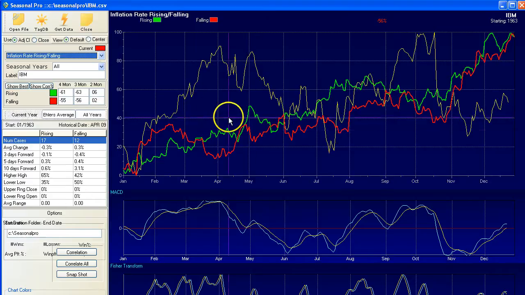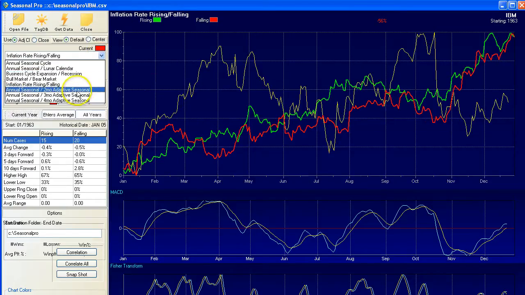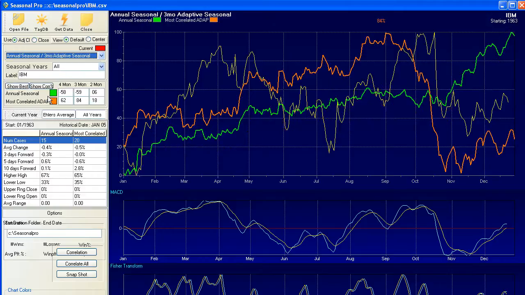Now, there are many ways to use this. Like I said, what I usually do is I use what are called the adaptive seasonals. There's a 2-month, a 3-month, and a 4-month adaptive seasonal. I usually, for steady state, use the 3-month adaptive seasonal. Most all my trading and investment decisions are made on the 3-month adaptive seasonal. If I want something that's a little bit more sensitive to the market, I use the 2-month adaptive seasonal. And that's this orange projection line here.